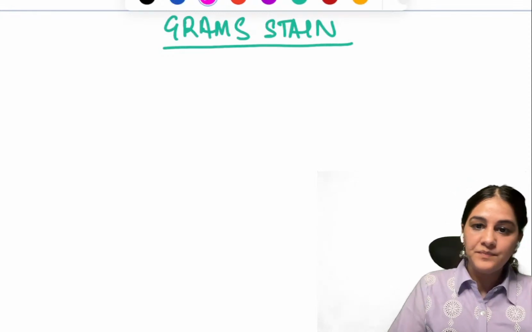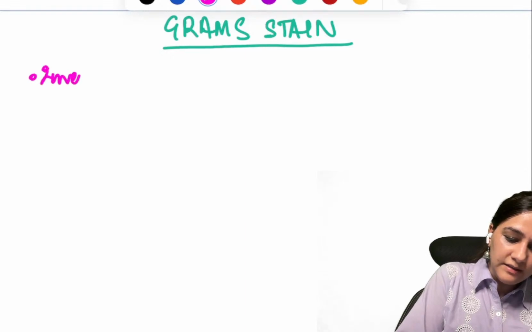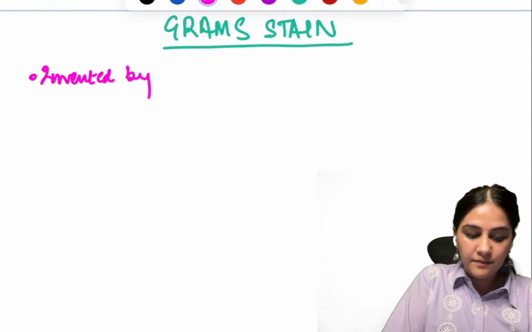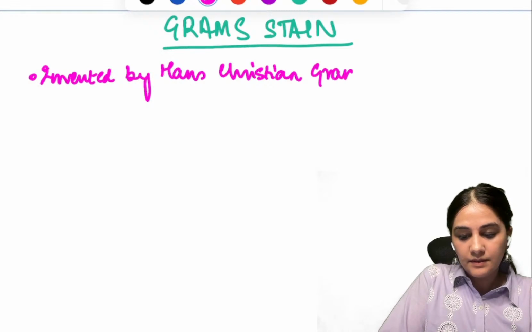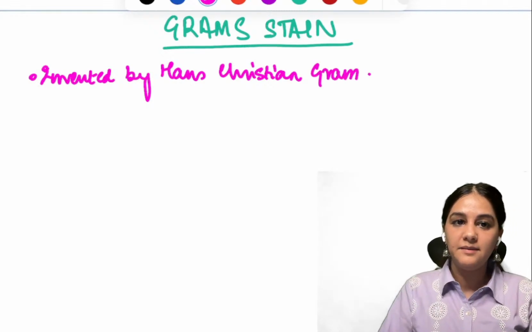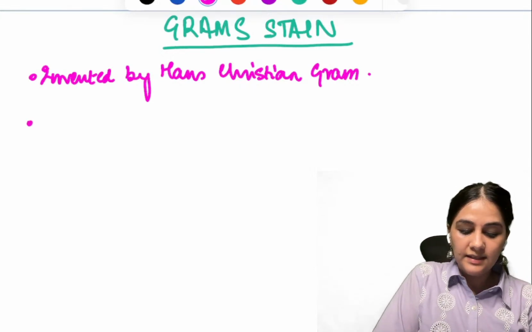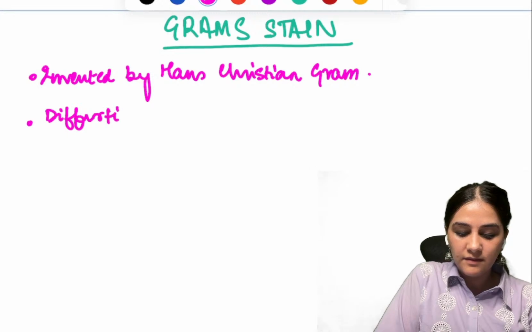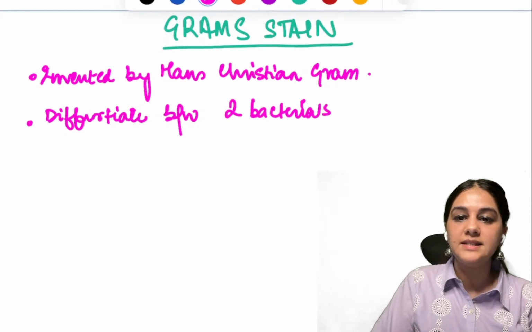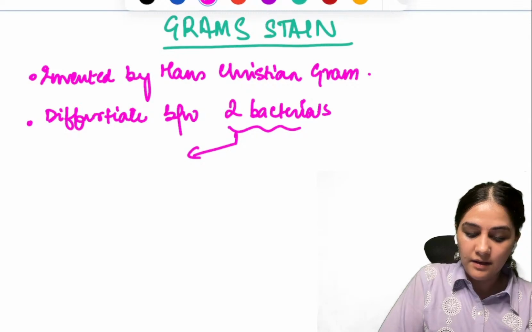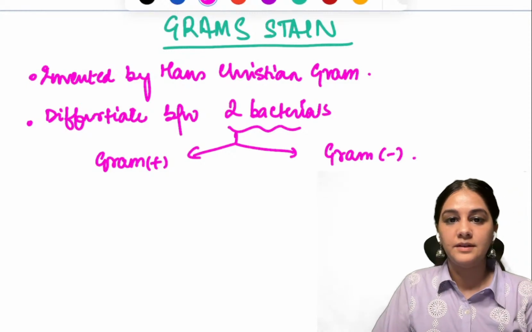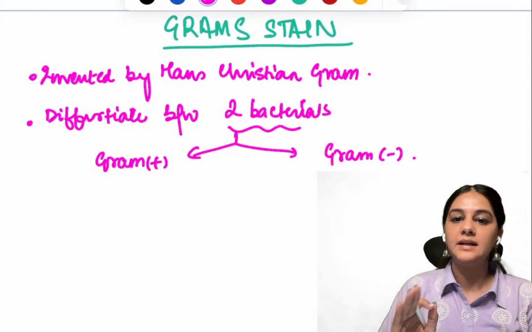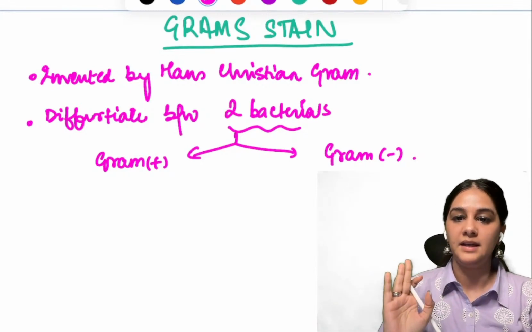So what is actually Gram staining? Gram stain was actually invented by Hans Christian Gram. Right, it was first invented by Hans Christian Gram. And what did he say? He said that he was able to differentiate between two bacteria. And how was he able to differentiate? He said that bacteria can either be gram positive or they can be gram negative. Right. So he said that with my stain, my bacteria are going to be either gram positive or they're going to be gram negative.